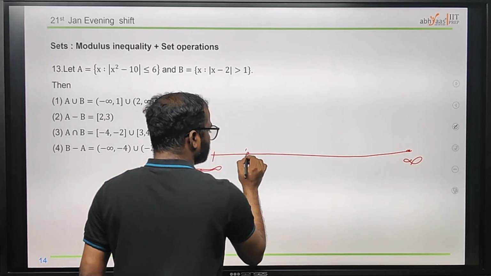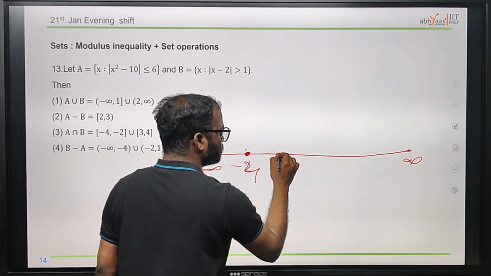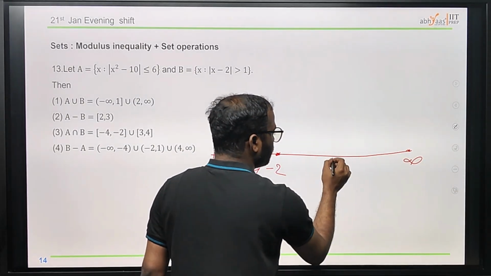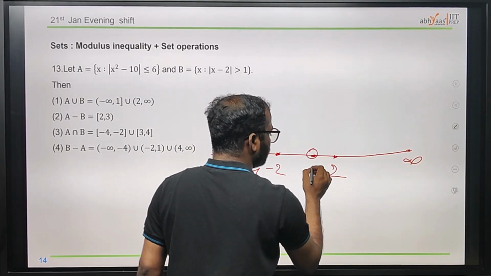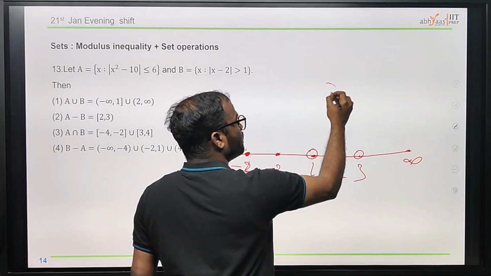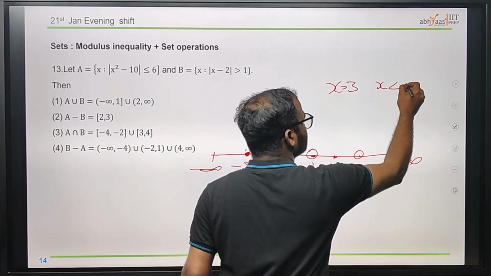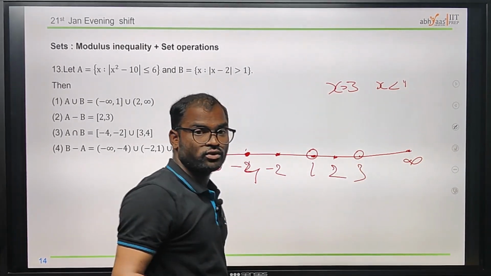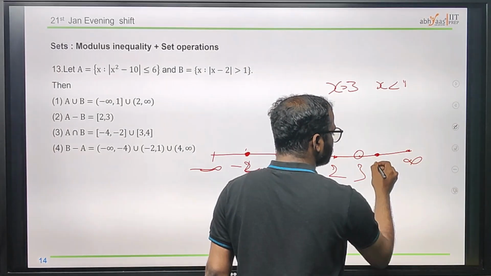Okay, we have just closed this one, sorry, minus 4, close this as well, minus 2. And here we have 2, and here we have open 1, and 3 as well open here, since x is greater than 3. And x is less than 1. There is no equal to symbol given. And we have closed 4.